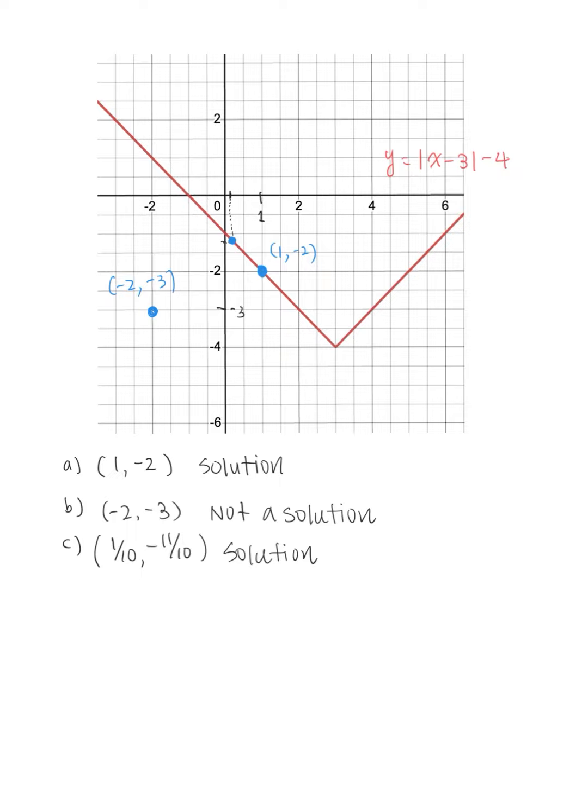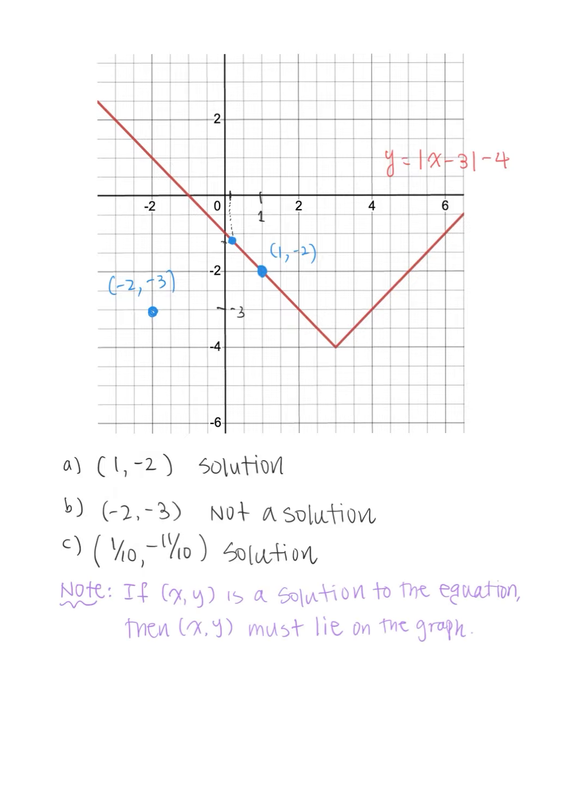So what is our conclusion? Okay, so if the ordered pair is a solution to the equation, it must lie on the graph. And if it's not a solution, it is not going to lie on the graph, which is really good to know.